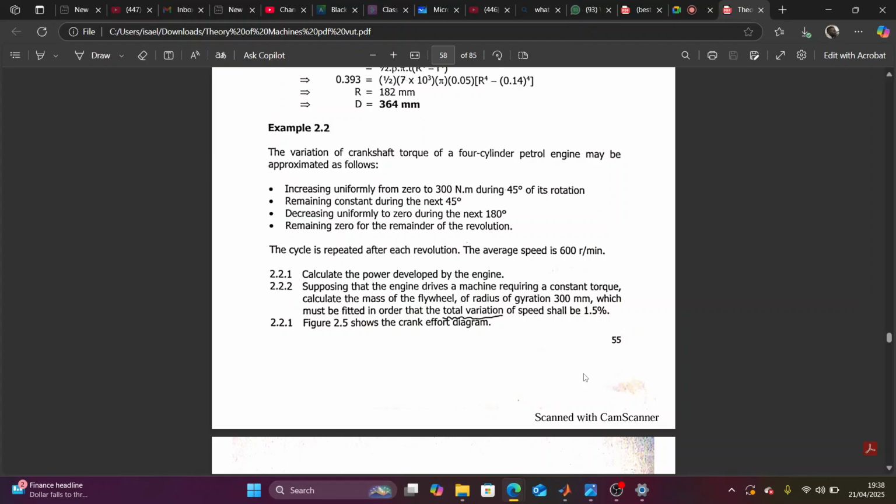They said, this is the torque and angle: increasing from 0 to 300 Newton meter during 45 degrees, remaining constant during the next 45, decreasing uniformly to 0 during the next 180. Now they said the cycle is repeated after each revolution. The average speed is 600 rpm.